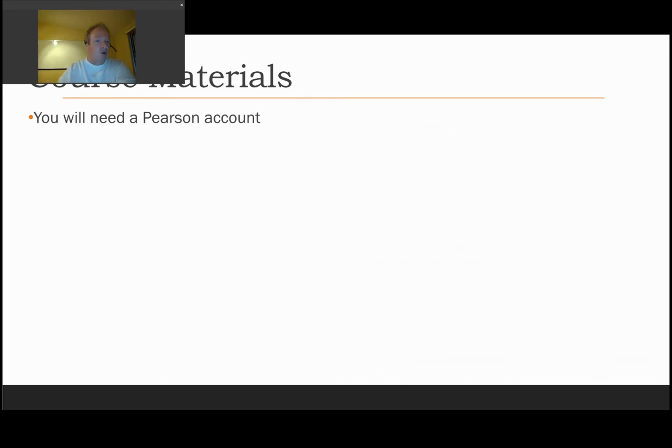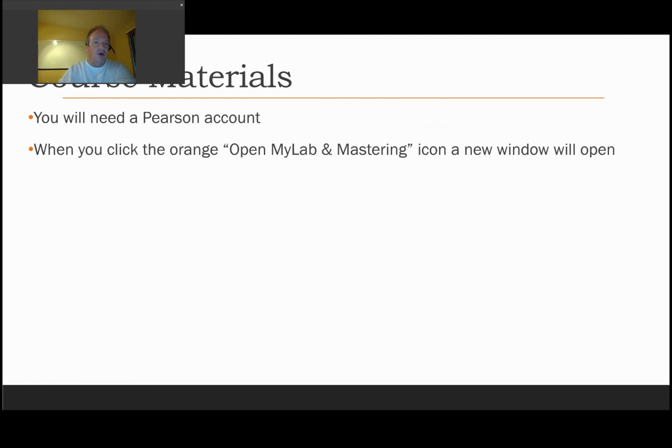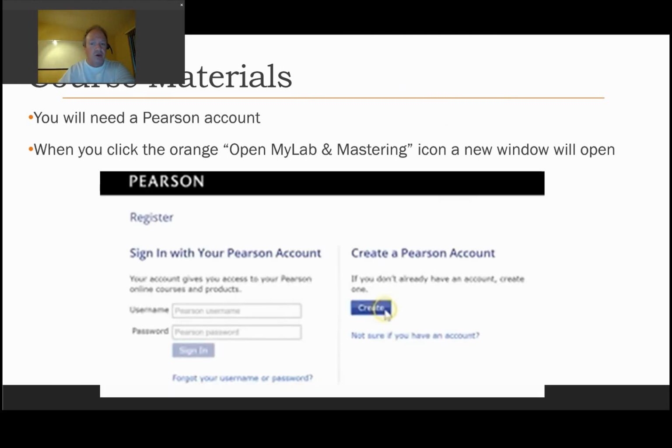Now, one thing you will need is you'll need a Pearson account. So after you click on that Open My Lab and Mastering orange icon, a new window will appear, and you'll see something like this. If you have ever had an account with Pearson while you're at Embry-Riddle, you want to go ahead and log in using your credentials that's on the left-hand side of this page. Pearson only allows 1 unique account per student. I imagine that has to do with issues of academic integrity or something like that.